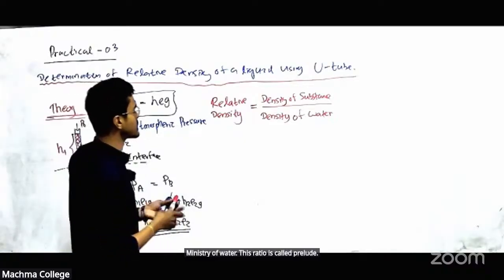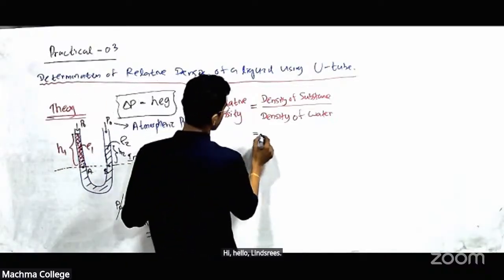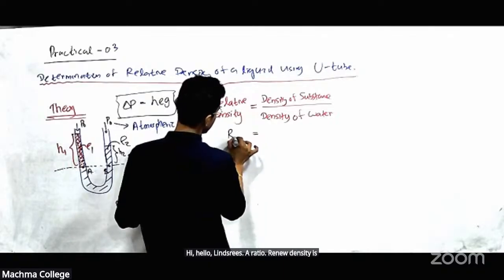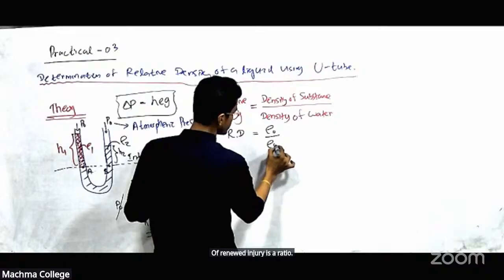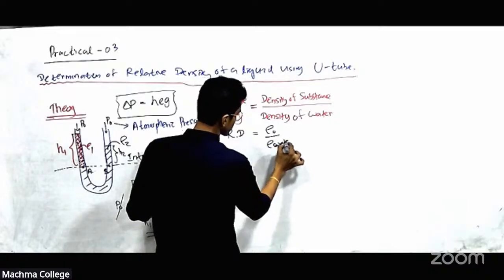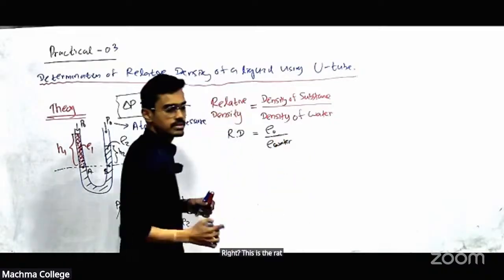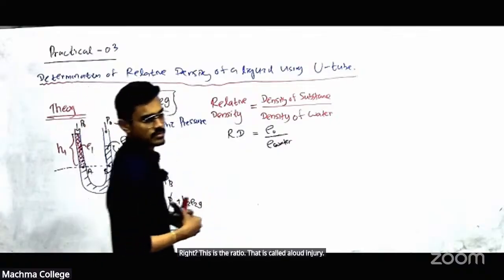Right? Relative density is a ratio. This is the ratio that is called relative density. Right?